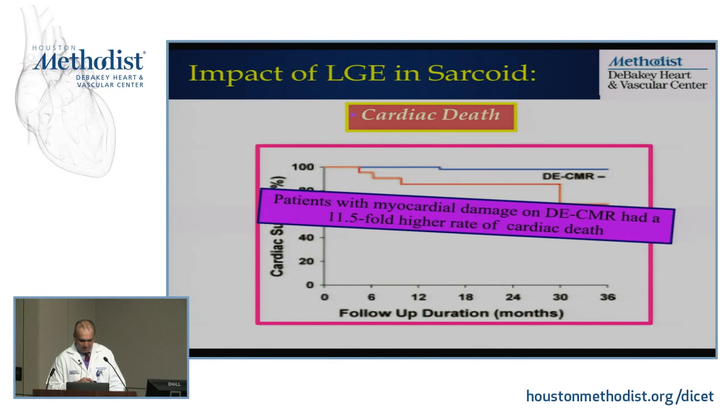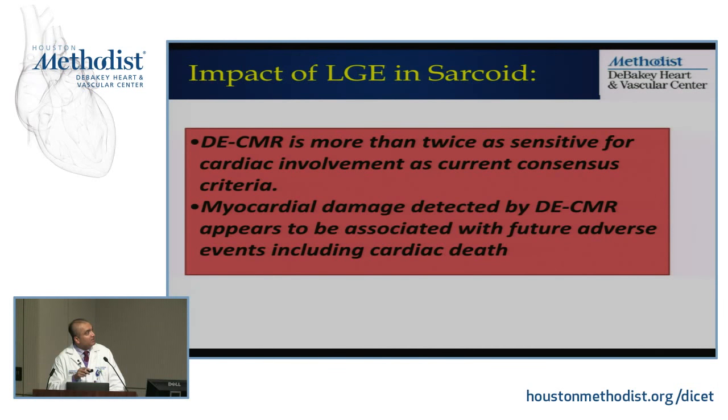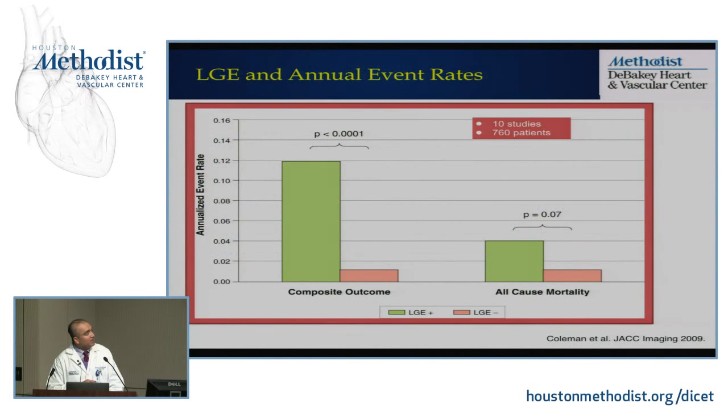And then let me skip past this here. To summarize, I think what this particular study showed was that cardiac MRI is twice as sensitive at identifying cardiac involvement compared to the consensus Japanese Ministry of Health criteria, and that the presence of this myocardial damage that you see by cardiac MRI in patients with known extracardiac sarcoid is associated with future risk of adverse cardiovascular events.